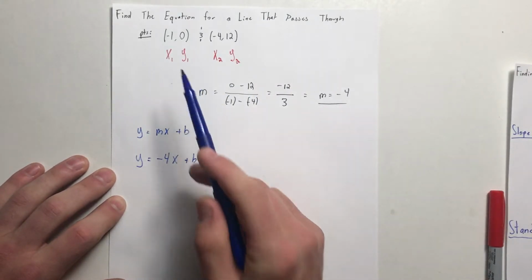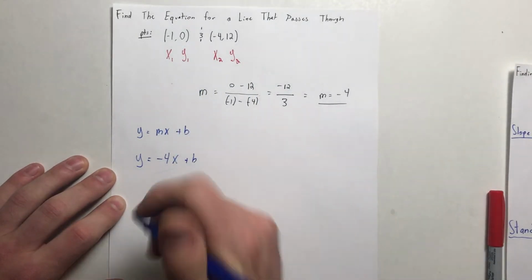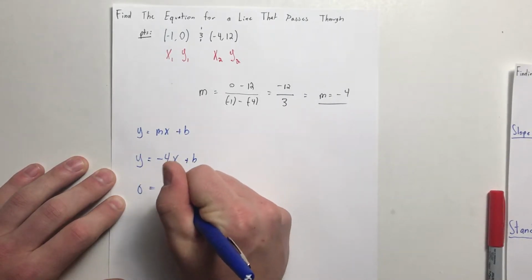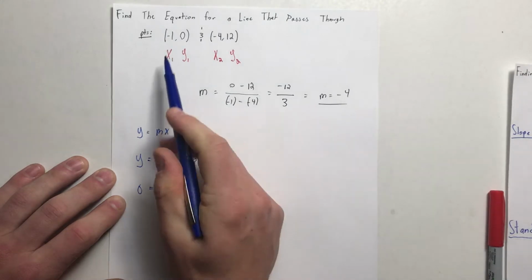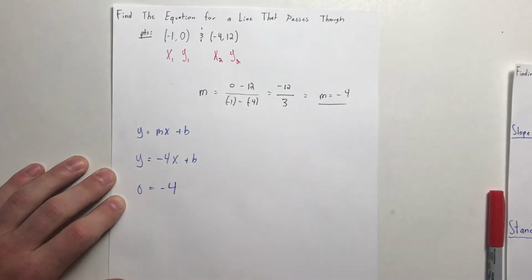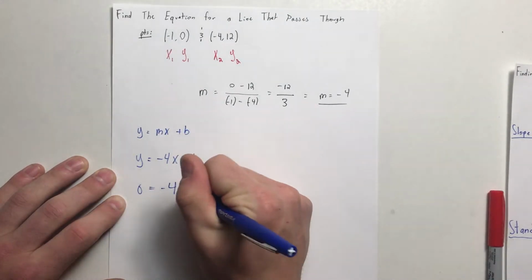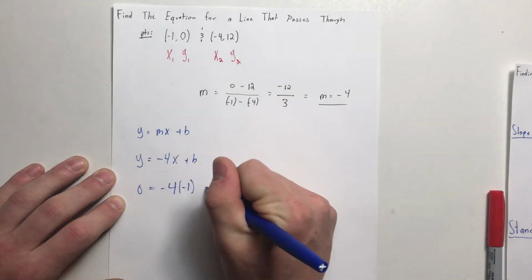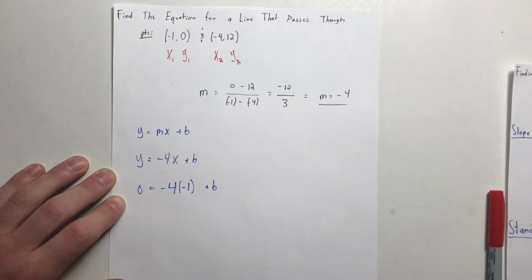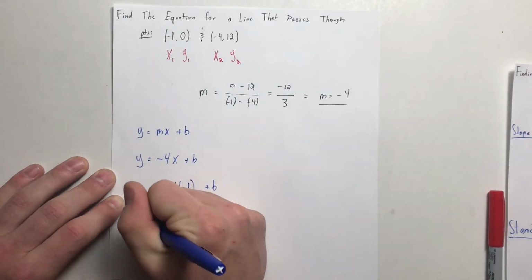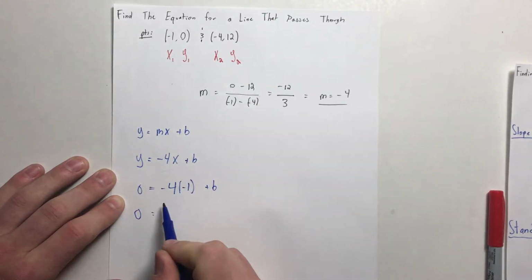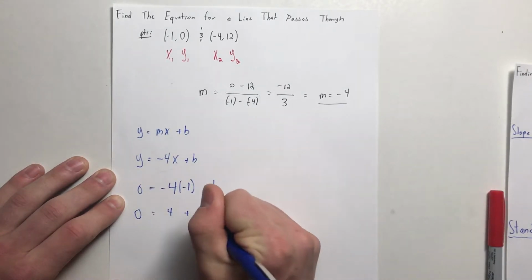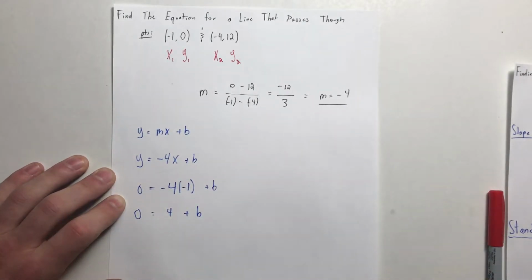I take my y1 and plug it in for y here. So I have 0 equals -4, and then I want to take my x1 and plug it in for x here. So -4 times our x1, which is -1, and then we still have our b, so plus b here. After we simplify this, we get 0 equals, negative times the negative is going to give us a positive 4, plus our b value here.